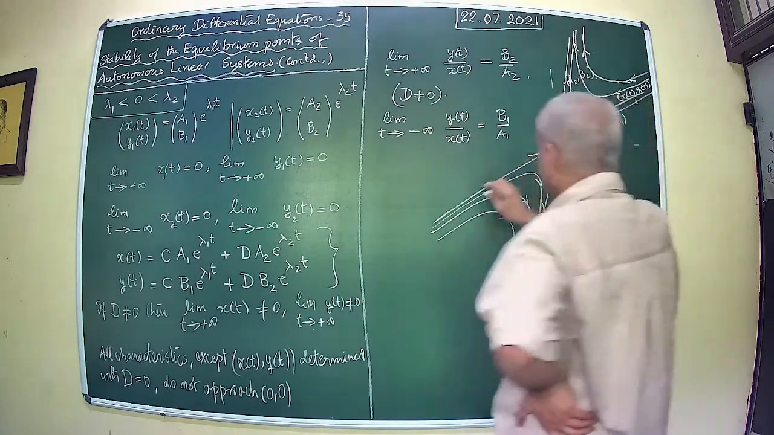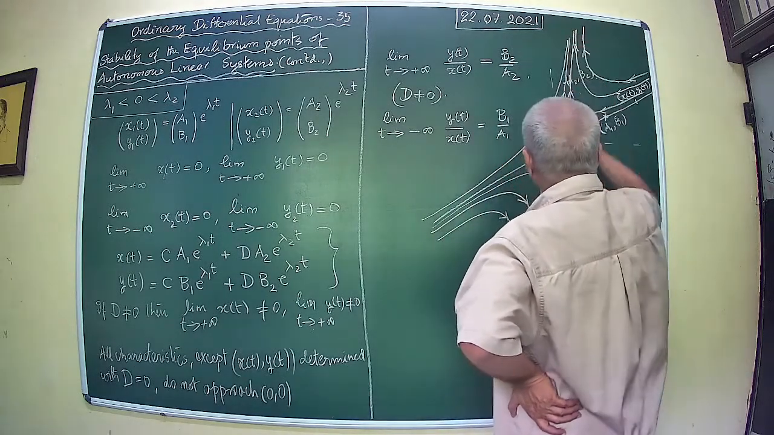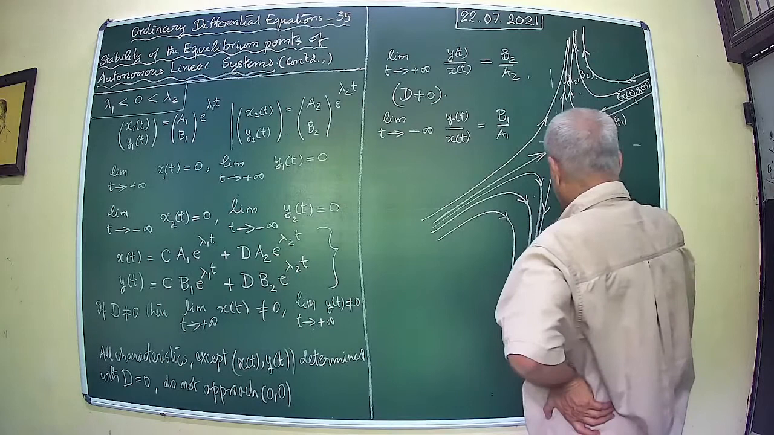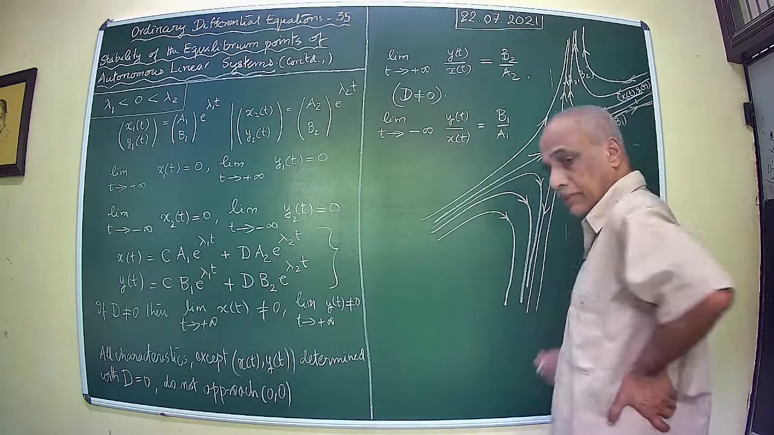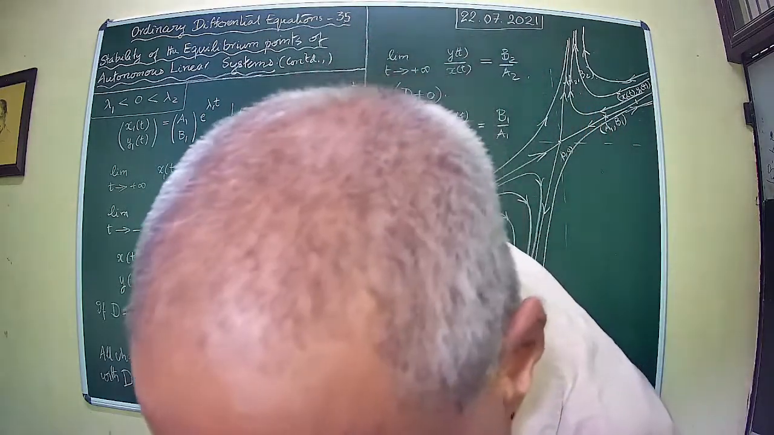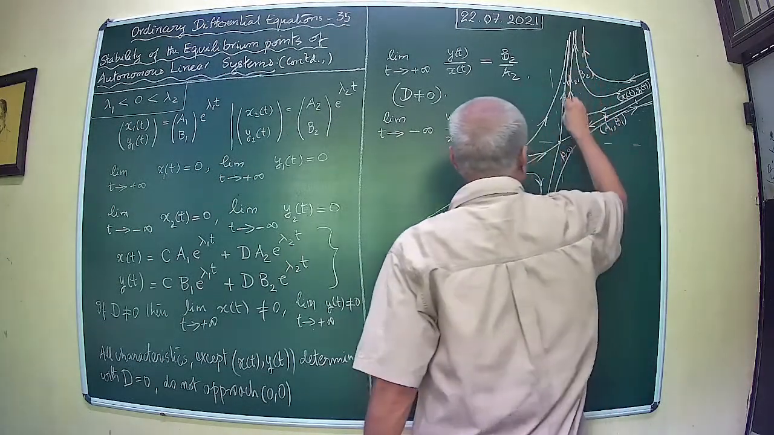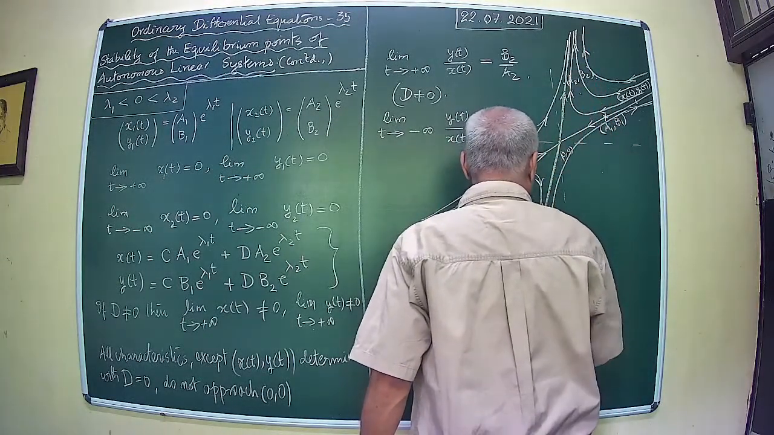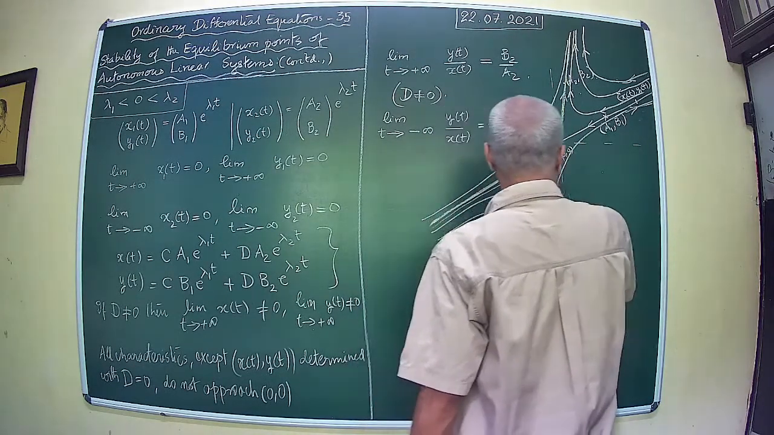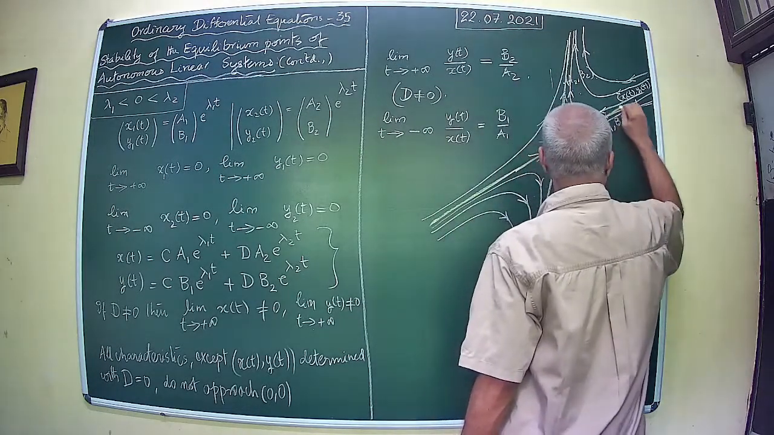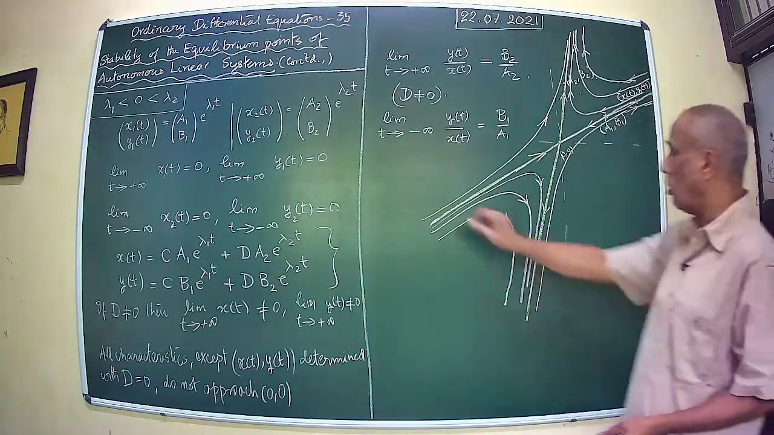And what happens here? Here also similar behavior is there. Follow this path. Now let me mark the rectilinear path with some other color so that it will be visible to you. See, these are the two paths that you have. The linear paths. These are the two linear paths. These are the linear paths. And all others are all the characteristics.